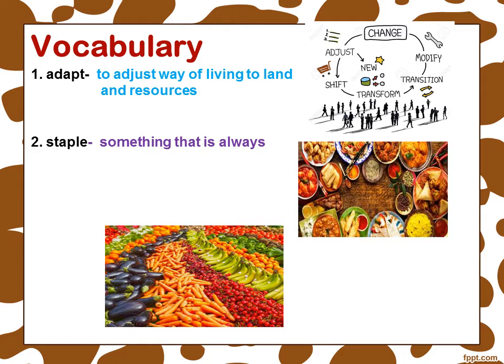Okay, number 2 is staple. It is something that is always needed and used. For example, seafood and dates are staple food in Qatar. Okay, number 3 is surplus, which means an extra amount of something. So it could be an amount of something left over or an excess of production or any supply.